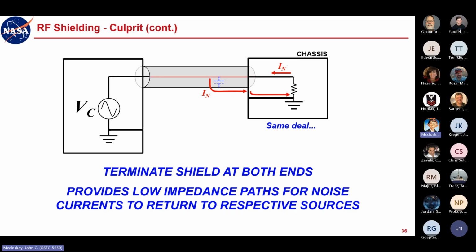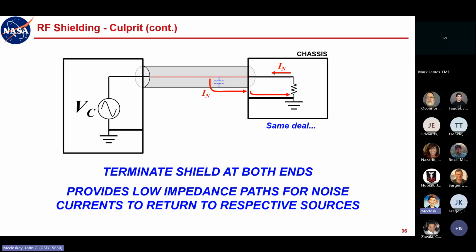The shield should not be part of your signal reference path. The shield is a shield, and you want to provide a path for those noise currents to get back to their sources, and a proper termination on both sides of the shield is how you do that. Okay.